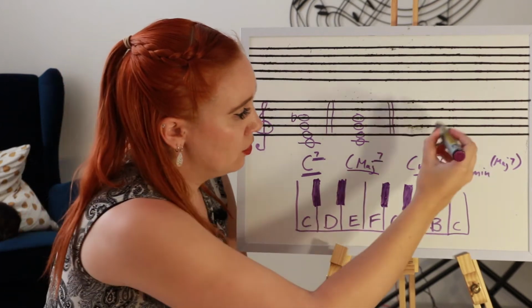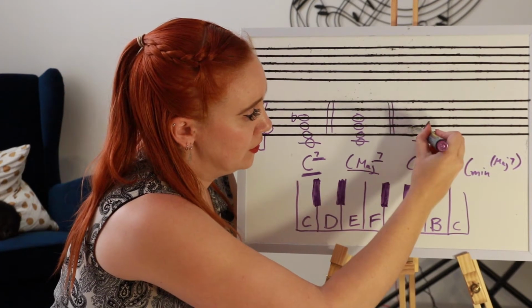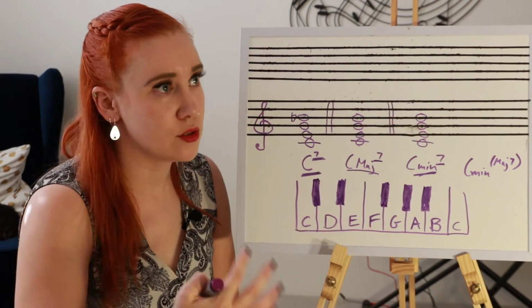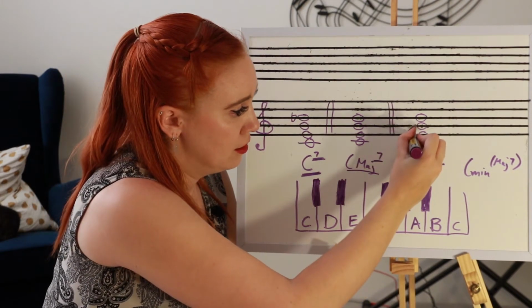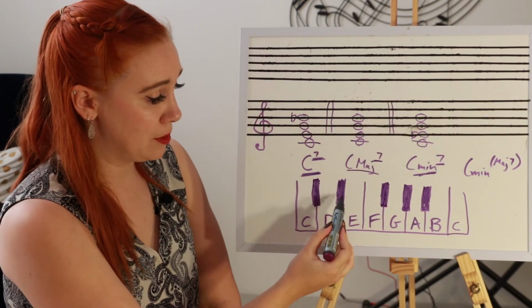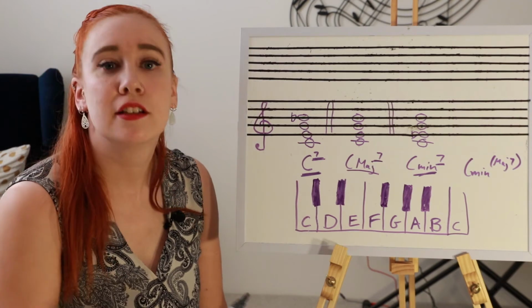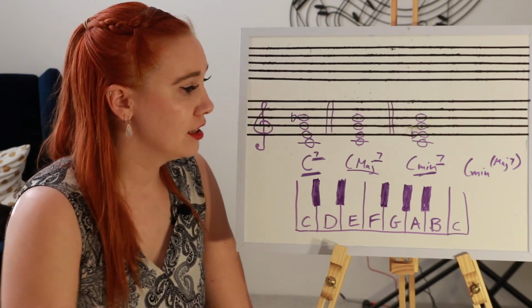Oh, I haven't written in my notes. So let's write our notes in because that is going to help. We've got an E, so it has to be an E flat. 4 semitones up from E flat, 1, 2, 3, 4 gives us G. We don't need to change anything.